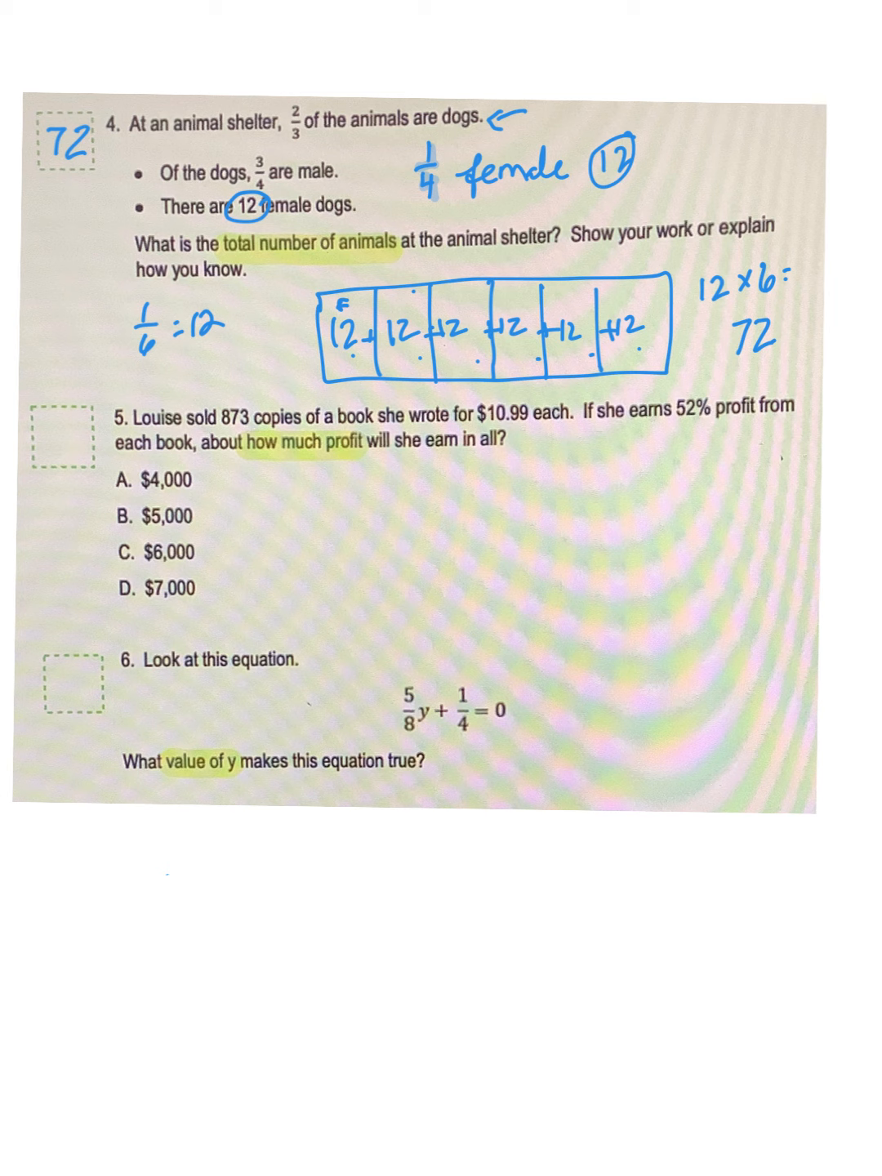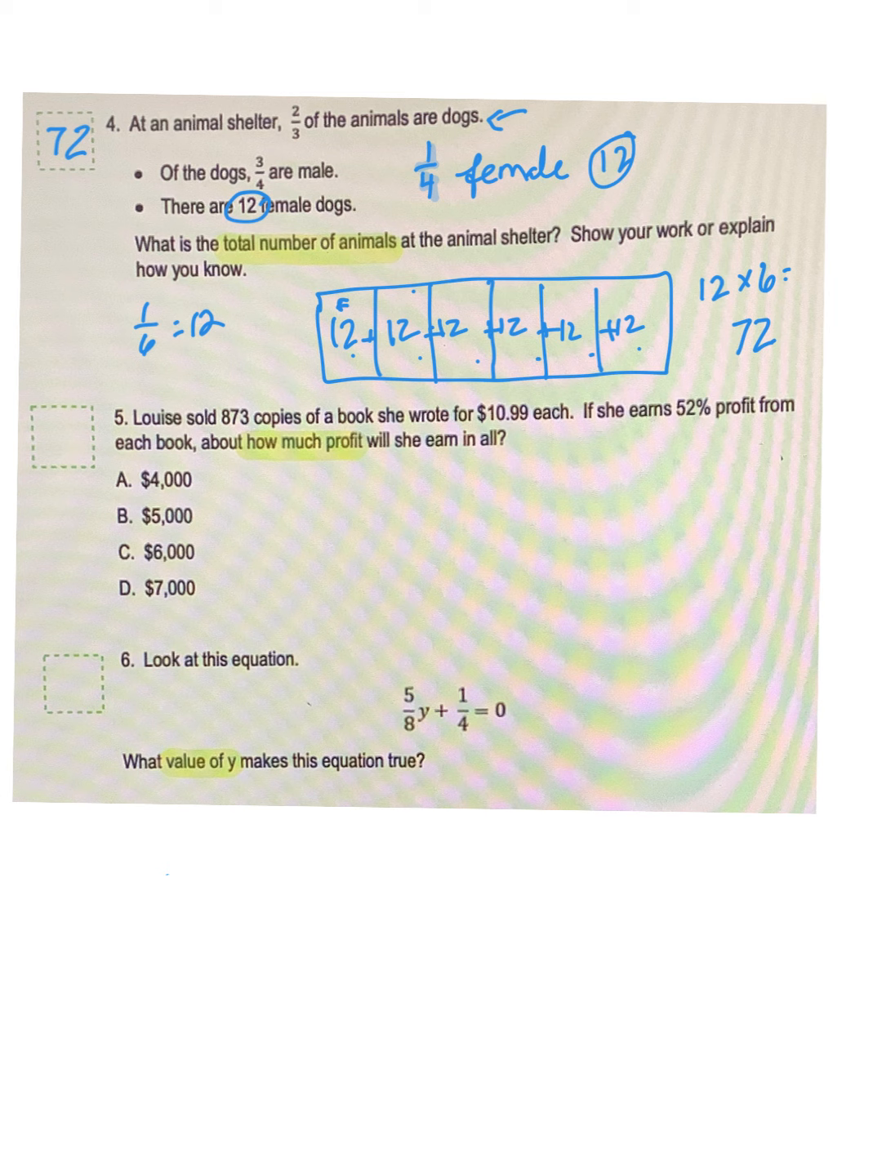Number 5 is another one we had covered in class. We'd actually talked about 2 different ways to solve this. So let's do it the easy way, or what I think is the easy way. So Louise sold 873 copies of a book, and she's selling them for $10.99 each. She's going to earn 52% profit from each book. How much profit will she earn in all? Well, let's find the profit for one book, and then we can multiply that times 873.